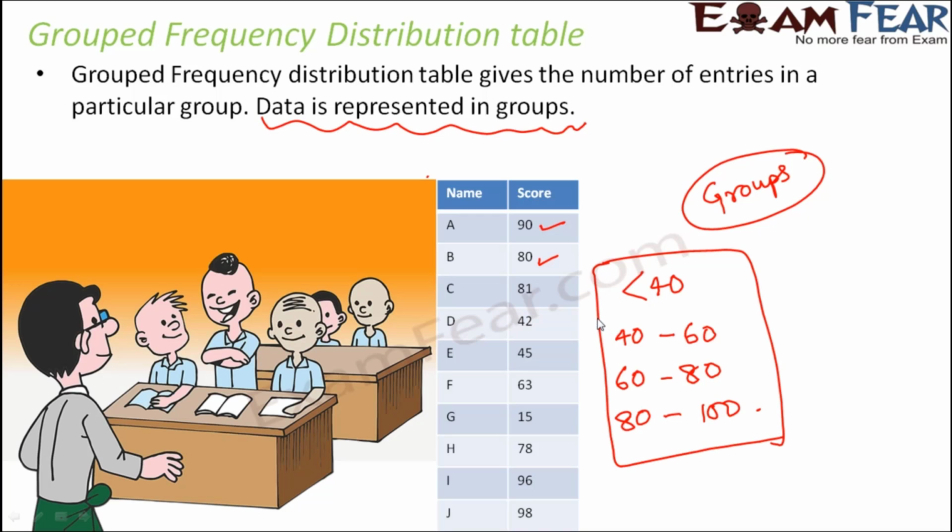So now when you ask how many students scored less than 40, how many students scored less than 40?